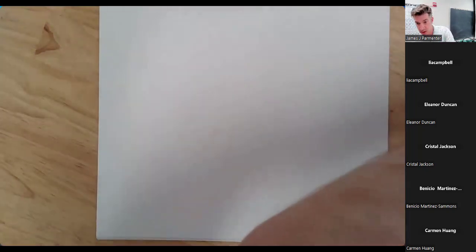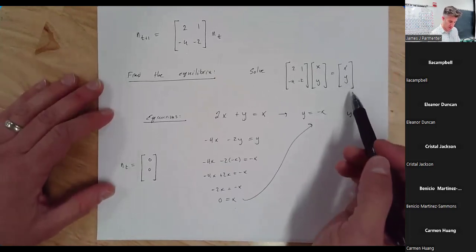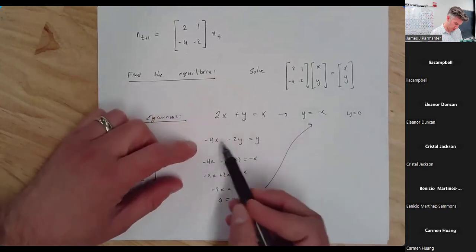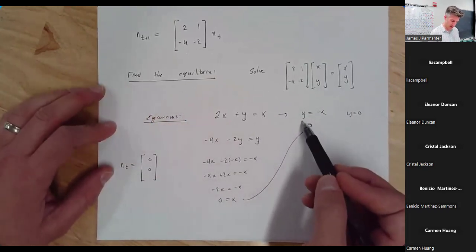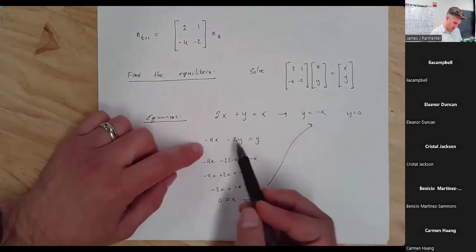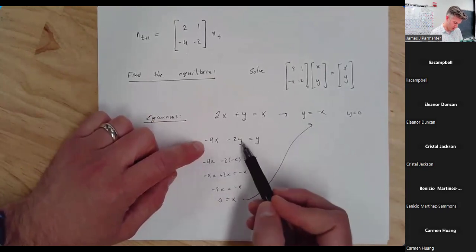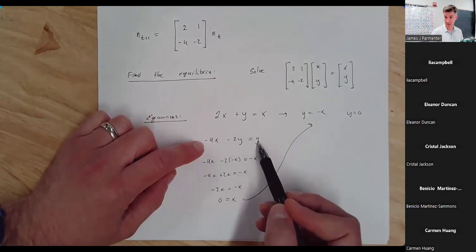Wouldn't x equal 1? X would not equal 1. If x were 1, then y would have to be -1 in this equation, 2x plus y equals x. But in the second equation, if x were 1 and y were -1, you would have -4 plus 2 equal to not what it needed to be equal to.